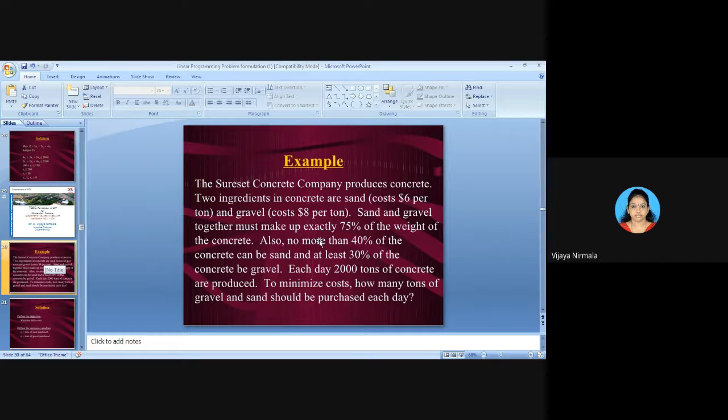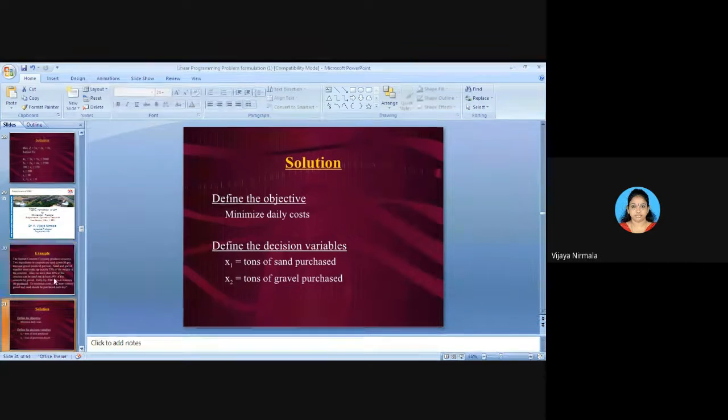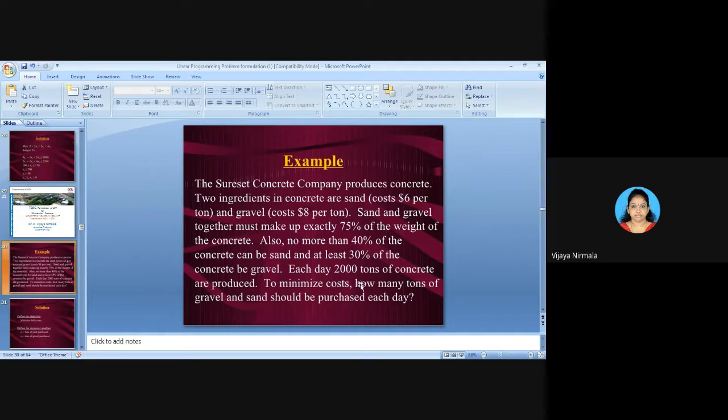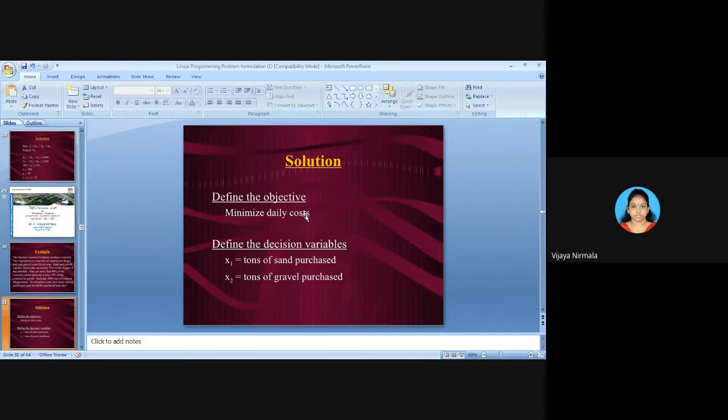So first you have to define the objective. Which problem is this now? This problem is related to minimization. So let us solve this problem. Define the objective. Maximization or minimization? Minimization. Here they asked how many tons of gravel and sand should be purchased each day. So minimizing the daily cost is the objective of this problem.